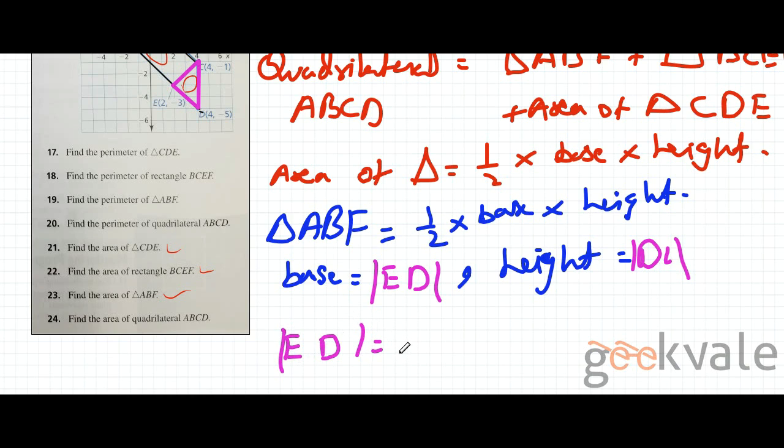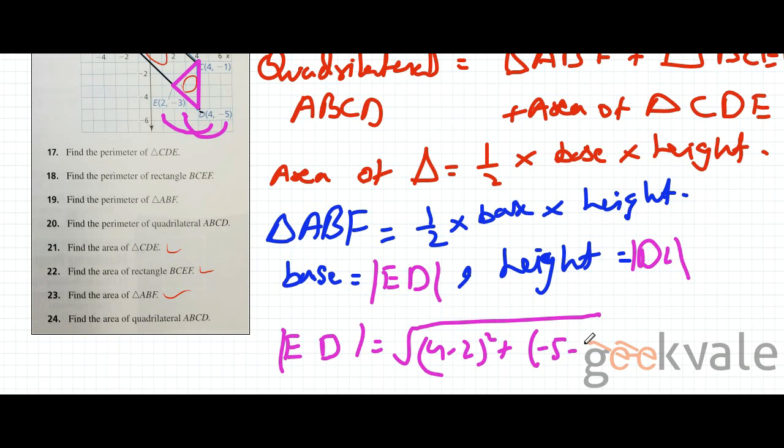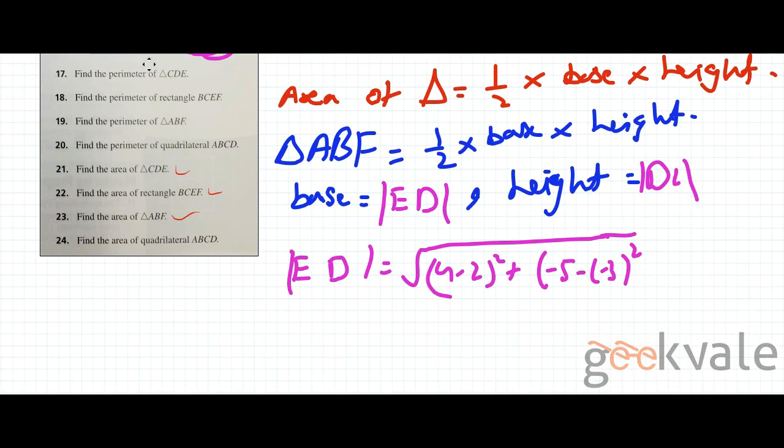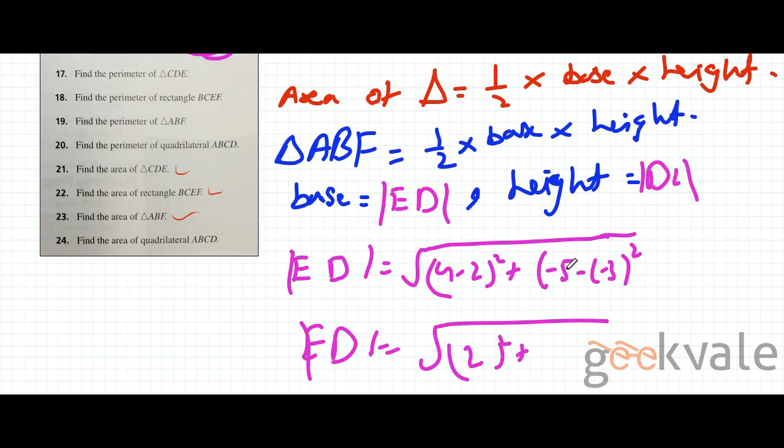which is x2 minus x1, 4 minus 2 whole square, plus y2 minus y1, minus 5 minus minus 3, whole square. So the distance ED will be from there, it will be 2 square plus minus 5 plus 3 whole square.